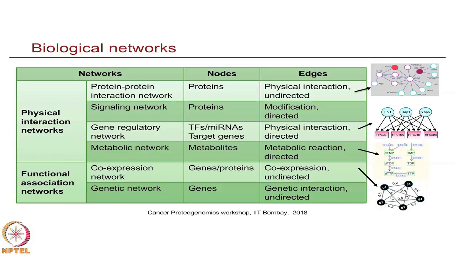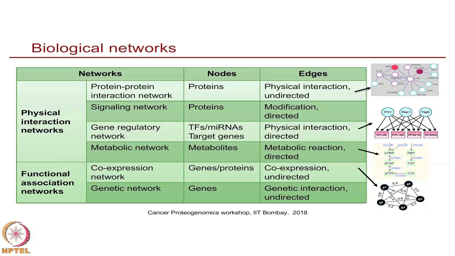And also the gene co-regulatory networks. In these networks, the nodes are either the transcription factors or the microRNAs and their target genes. It is also a directed network, representing the physical interaction between the TFs or microRNAs and their targets. And the metabolic networks: in this one, the nodes are the metabolites and the edges are the reactions going from the substrate to the product. Also, it's a directed network. And another type of network is called functional association networks.